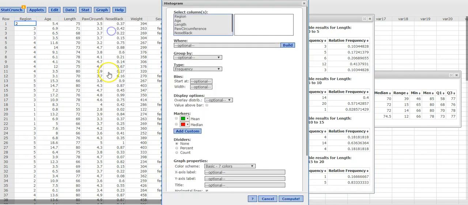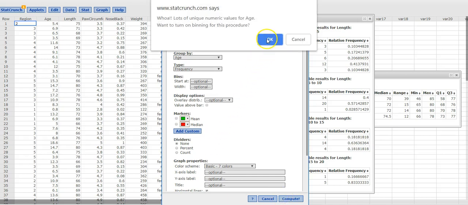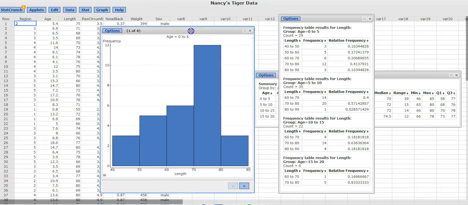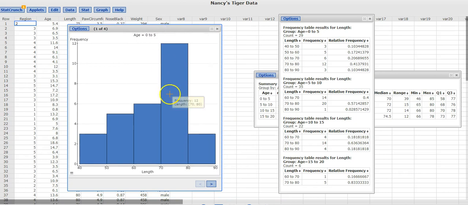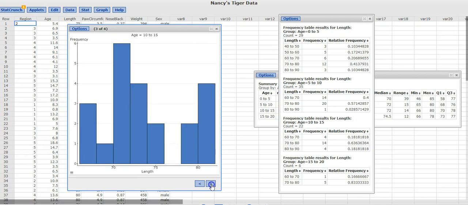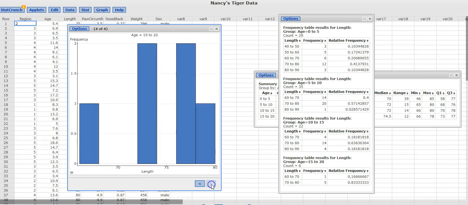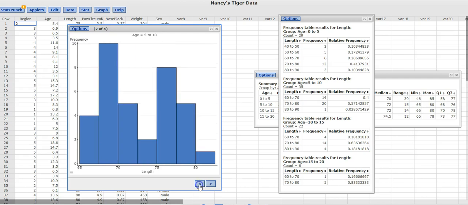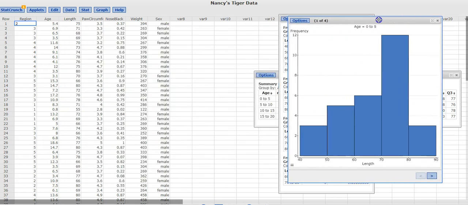So next I'm going to look at a histogram. Same thing, I'm going to do length and group by age. It's going to ask me to turn on binning. So this time what it's giving me is 4 different histograms. This is for the youngest tigers, this is for age 5 to 10, this is age 10 to 15, and this is age 15 to 20. Even if I separated all these and looked at them side by side, I don't know that that would tell me a whole lot right there. So I'm going to put this one over here too.